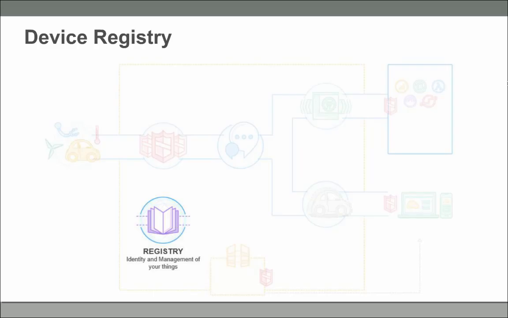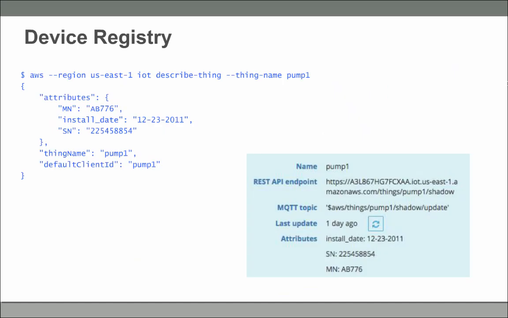The device registry is a way to help you manage your devices. It allows you to tag metadata to those devices, so you can keep them organized. Here's an example of some data that could be in the device registry. On the upper left is me doing an AWS CLI call and getting that data from a device I've called Pump1. You can see I have tagged that device with things like model number and the install date. And in the lower right is us exposing that information through the AWS IoT console.